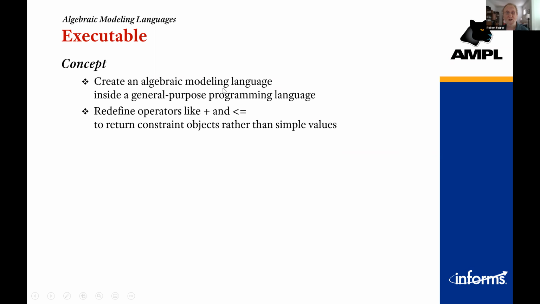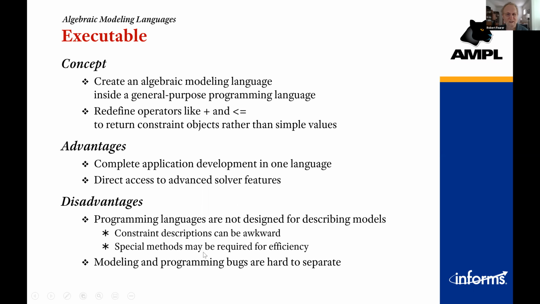But the disadvantages you have are that, of course, Python was not really designed for describing models. It can be awkward at times. There are efficiency issues. Gurobi Pi actually has 3 different ways of writing sums, and which you use depends on your convenience and also on how difficult the sum is. And then there's sort of a confluence of modeling and programming bugs. If the solution comes out with all the variables 0, you don't know if your model is wrong or if you messed up some loop index or something else. It can be a little difficult for that reason.